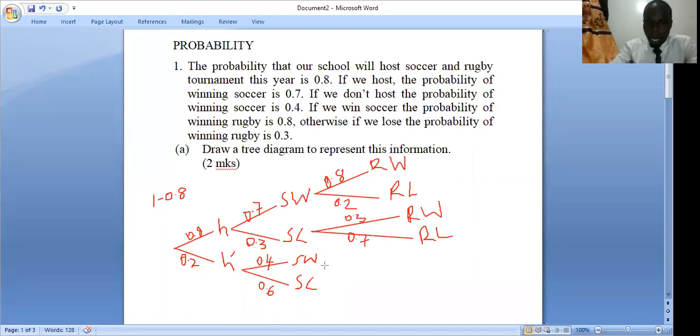Host means it is occurring within our venue. So this is rugby win, rugby loss. We are losing rugby. Because regardless of hosting or not hosting, the probability still remains the same, 0.8.